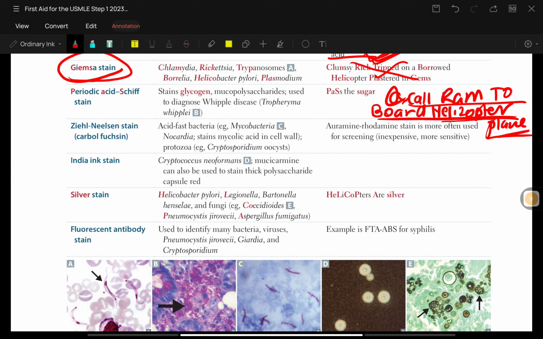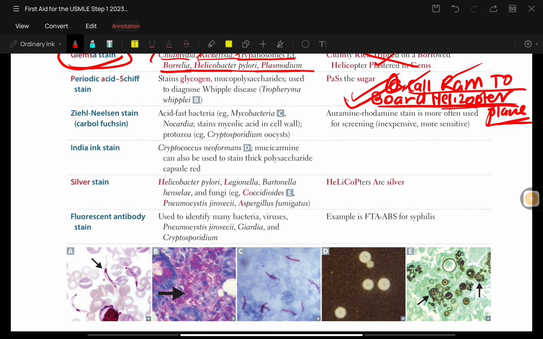So C is for Chlamydia, R for Rickettsia, T for Trypanosoma, then board is for Borrelia, Helicobacter pylori, and Plasmodium. That is Chlamydia, Rickettsia, Trypanosoma, Borrelia, Helicobacter pylori, and Plasmodium. So we can remember it with this mnemonic: call ram to board Helicobacter plane.